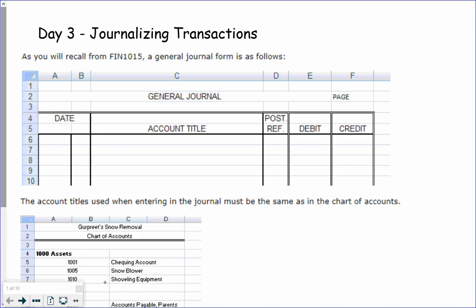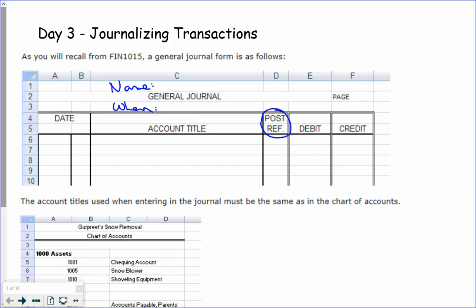T accounts are just a useful introductory skill, but it's not where we stay. So what a general journal looks like, again, you put the name of the company on the top line and you put the date on the bottom line. You've got the date here, you've got the account title. Don't worry about post ref right now, we'll talk about that later. And then you've got your debit column and your credit column.